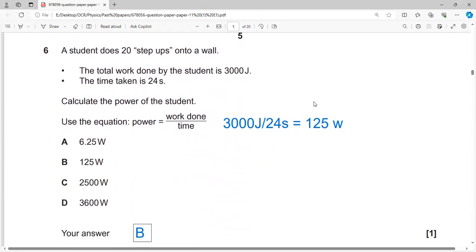In question number 6, a student does 27 step-ups onto the wall. The total work done by the student is 3,000 joules. The time taken is 24 seconds.